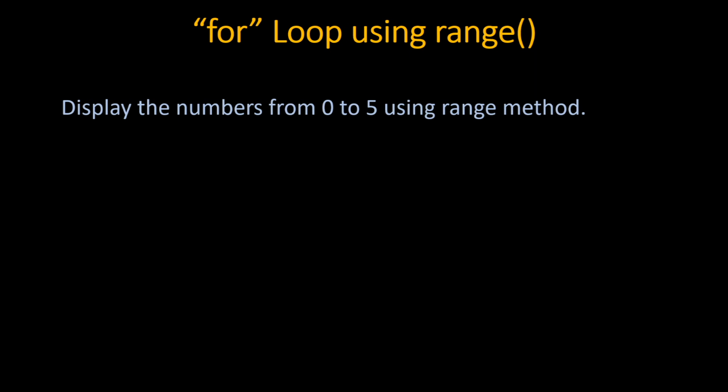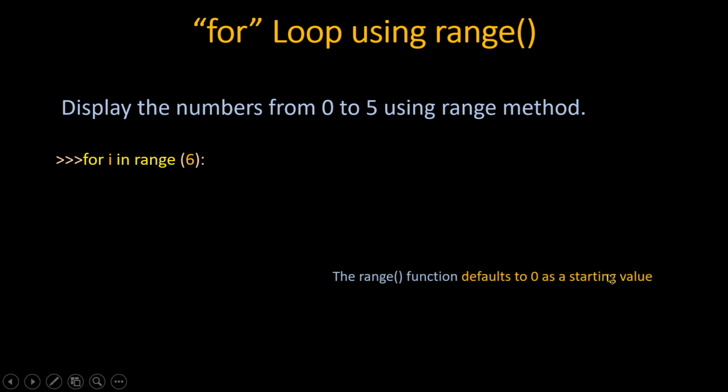Okay, so we have our for loop which says for i in range(6). The range function defaults to 0 as a starting value, and we have to display the numbers from 0 to 5, right? So that's why we have an argument 6.